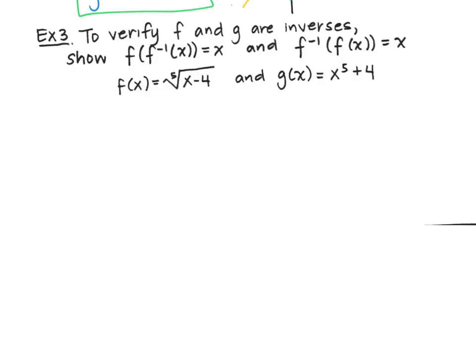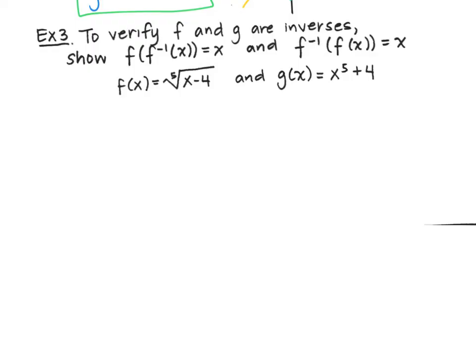Sometimes you just want to verify that two functions are in fact inverses. The way you do so is you do f of f inverse of x and see if that equals x. And f inverse of f of x should also equal x, because everything should cancel out, because you're undoing everything you did.